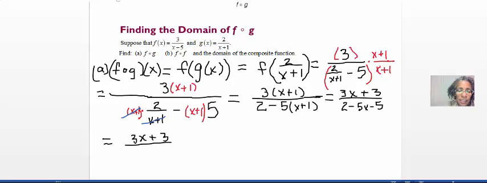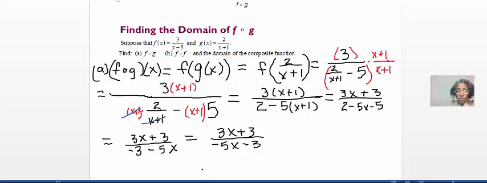2 minus 5 is negative 3 over negative 3 minus 5x. And you might want to write that as 3x plus 3 over negative 5x minus 3. So that's my final result. So notice that for the domain of this composition, f has to be defined, g has to be defined, and the resulting composition also has to be defined.